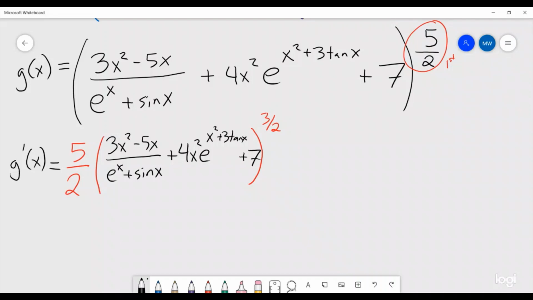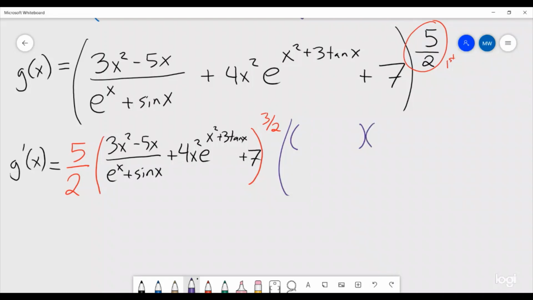Now we have to multiply by the derivative of that inside piece. Okay, so we're going to be multiplying by the derivative of that stuff. Now, let's just go through piece by piece and figure out what's the derivative of each of these three pieces we're adding together. So first we have the 3x squared minus 5x over e to the x plus sine x. How can we take that derivative? Well, this one's just a quotient rule thing. So we have a quotient rule piece that we have to deal with.